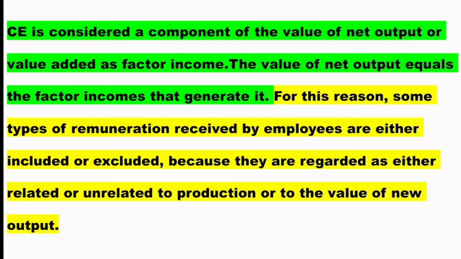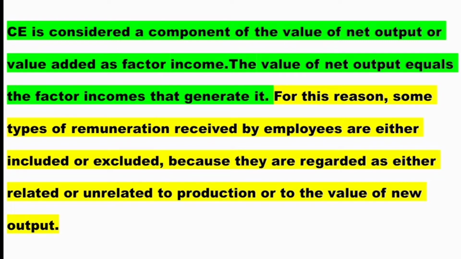NDP at factor cost plus net factor income from abroad, we get national income. NDP at factor cost, the net domestic product at factor cost, is the value of the total factor income generated. So, the value of net output, that is the money value of all the goods and services produced within a country in an accounting year, is equal to the total factor income generated. We have seen that in the circular flow of income.